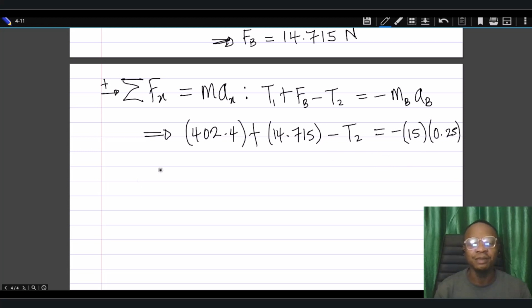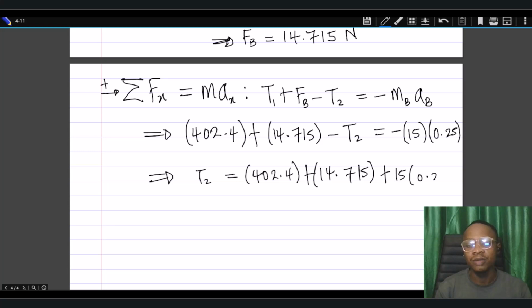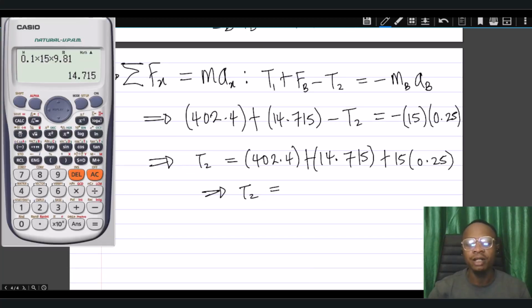And from here, we can obtain T2 already. So T2 equals, we can move T2 to the other side. This is going to give us 402.4, plus 14.715, and we move this here, plus 15 into 0.25. And by that, we can obtain T2 already with our calculator. So let's bring up our calculator again.